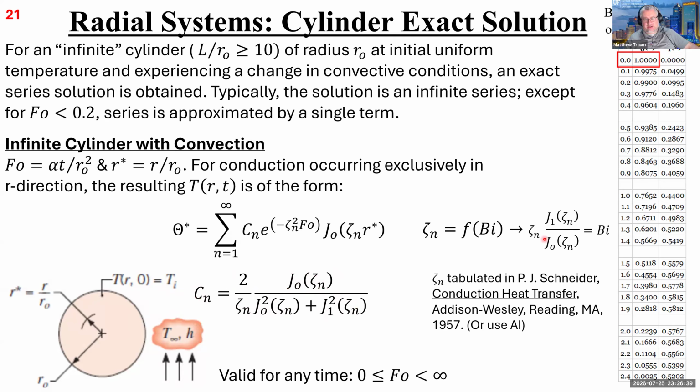Zeta, in this case, is still just a function of the Biot number, and it is the solution to this guy, right? So Bessel function sub 1 of zeta divided by Bessel function sub 0 of zeta multiplied by zeta, that should equal the Biot number. So again, this is a transcendental function. You can't solve it directly, but you can solve it iteratively. And again, I'll show you once we get into cylinders. Once we get into spheres, I'll show you how to solve this if you really need to. But normally you would just look these values up, right?